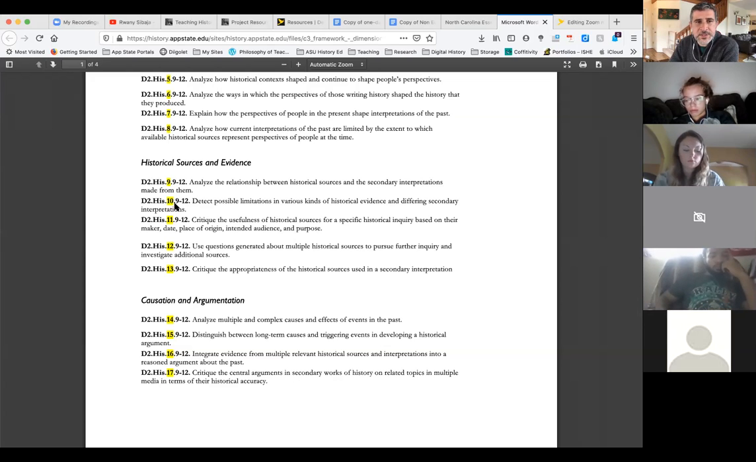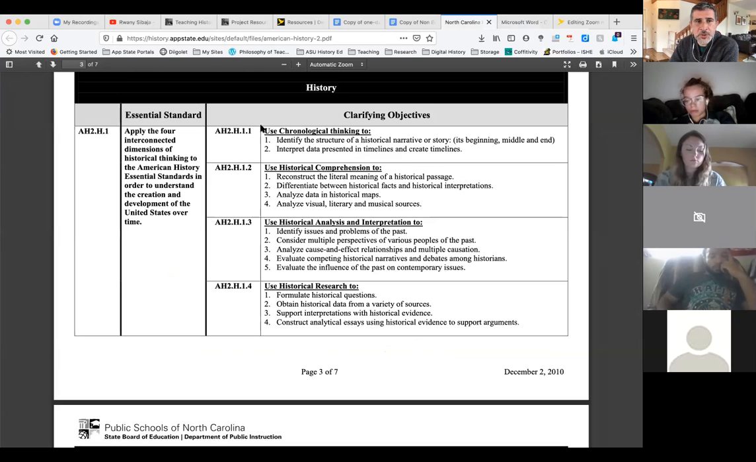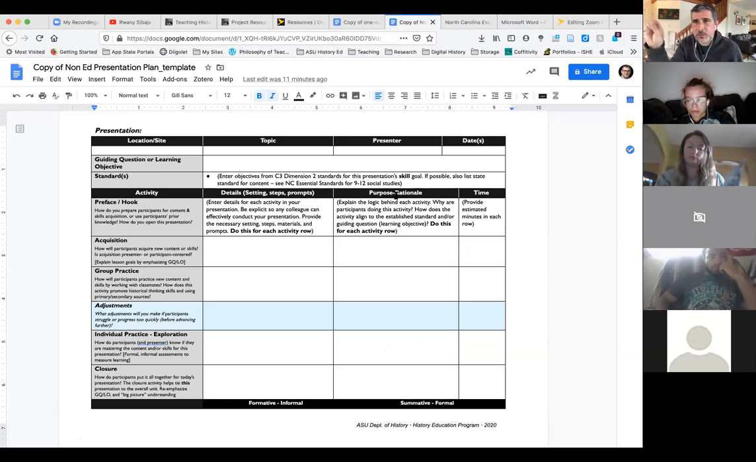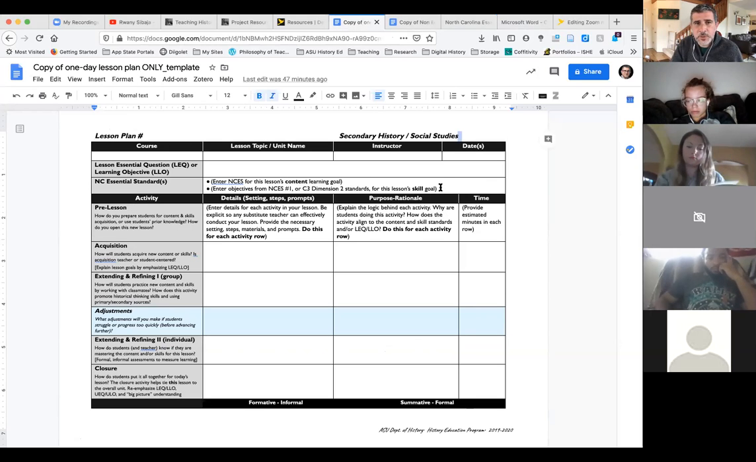So you can use this standard, or you can use one of these from North Carolina in Essential Standard 1 for skill. Okay, I'm not getting to content yet, I'm just talking about skill. And you could just copy the entire language of the statement and the number right in here in the presentation template. And in the education one, it would go in the second bullet right in there.